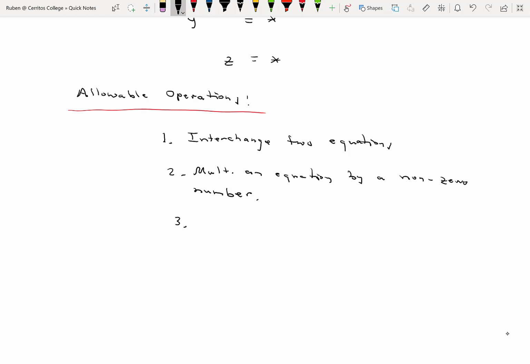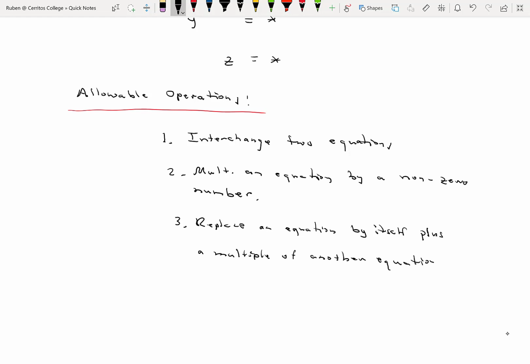The third allowable operation is a little more complicated sounding. The third operation says that we can replace any particular equation by itself plus a multiple of another equation. So we can replace an equation by itself plus a multiple of another equation.